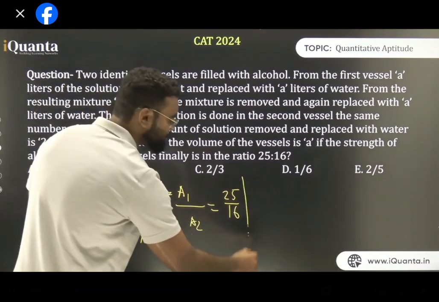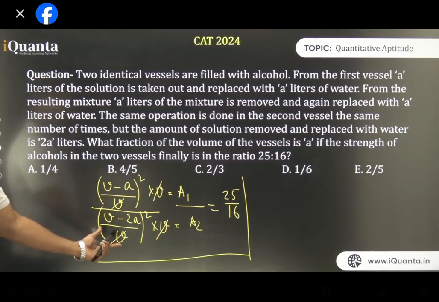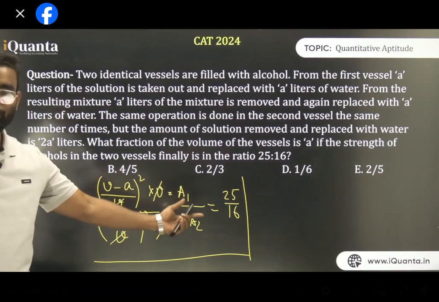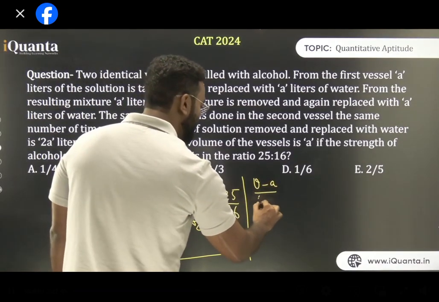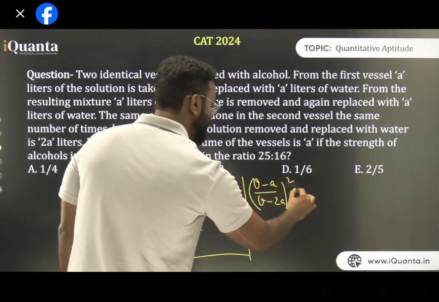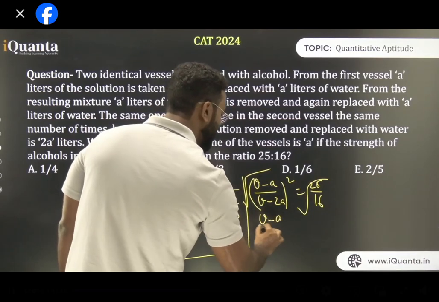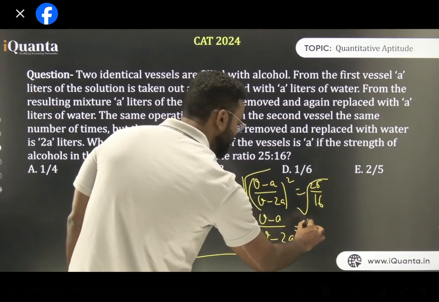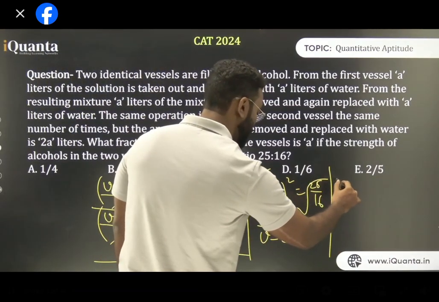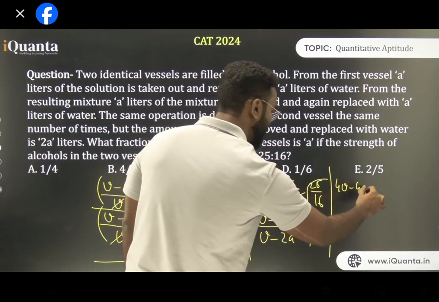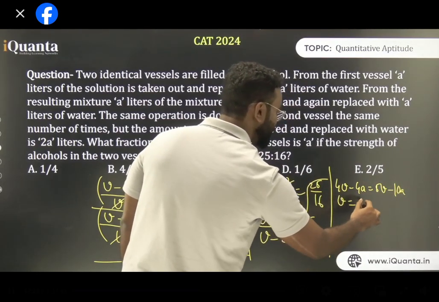Do you understand this, all of you? This is the amount of alcohol in the first vessel, this is the amount of alcohol in the second vessel, and the ratio of the two is 25 upon 16. So V minus A upon V minus 2A whole square is 25 upon 16. If we take the square root, we get V minus A upon V minus 2A equals 5 upon 4. Cross multiplying, 4V minus 4A equals 5V minus 10A. So V is equal to 6A.